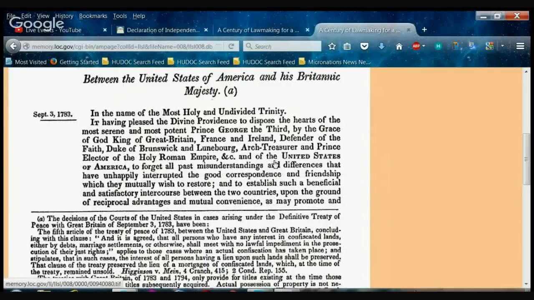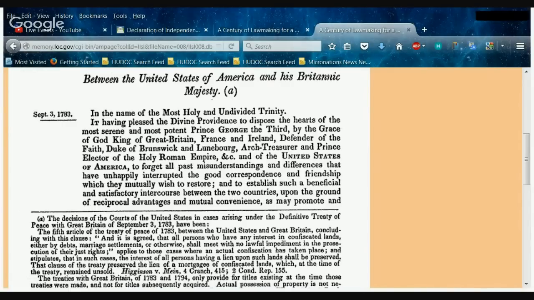Now, there's two specific things. This particular entity here did not exist yet. That entity did not exist until 1787 or 1789. Notice the date over here, September 3rd, 1783. So 6 years later is when this particular constitution was written. This country did not exist. Further, the Holy Roman Empire, this right here, dissolved in 1806.